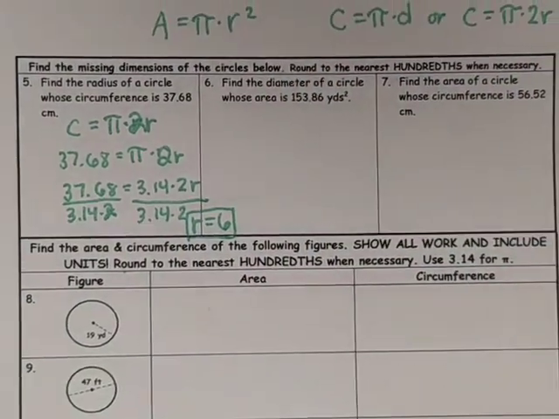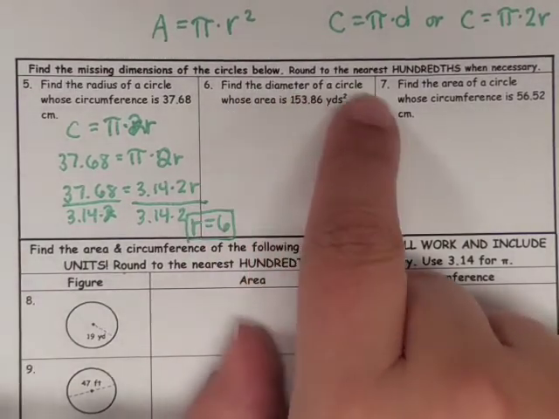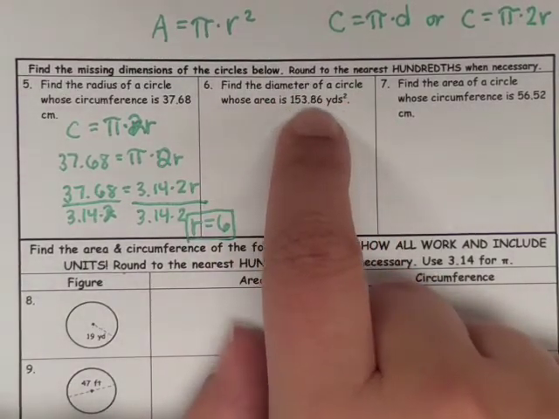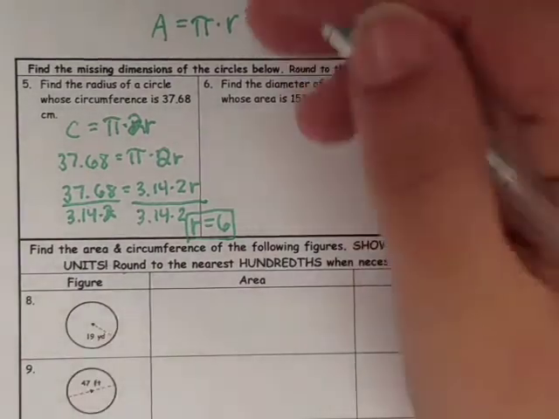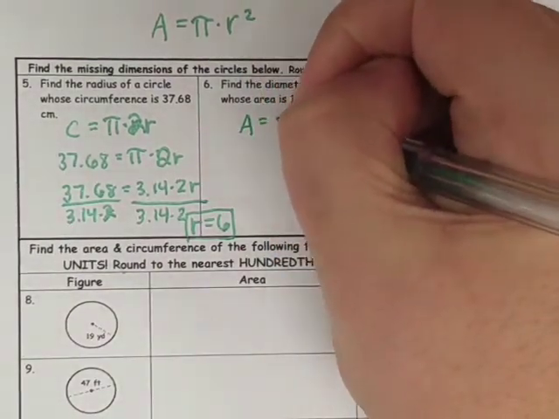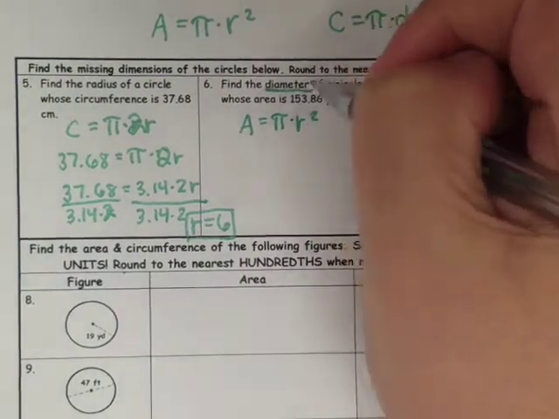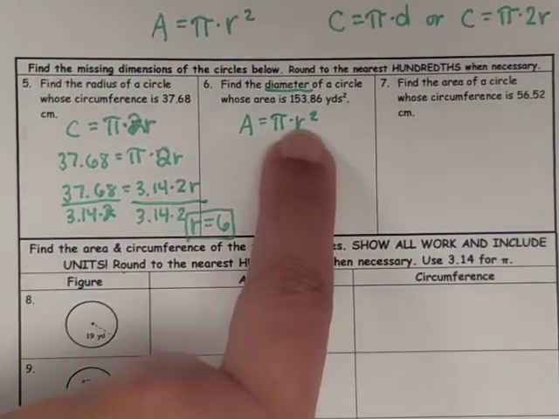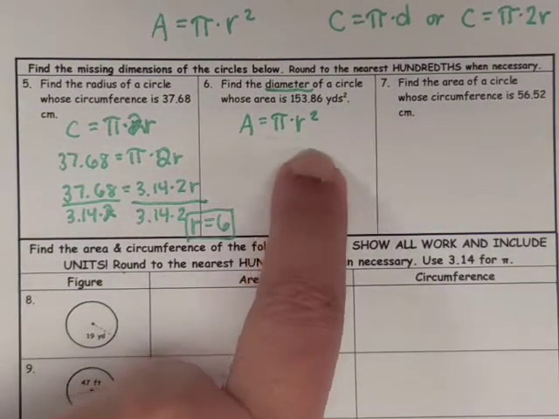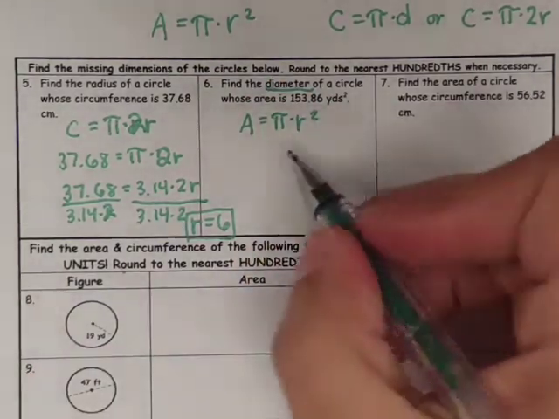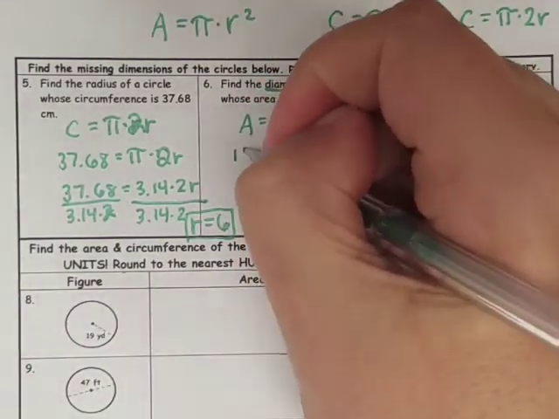Find the diameter of a circle whose area is 153.86 yards. So area equals pi times radius squared. They do want diameter, so if we're going to be finding radius at the end, we need to double it to find diameter. So let's plug in what we have.